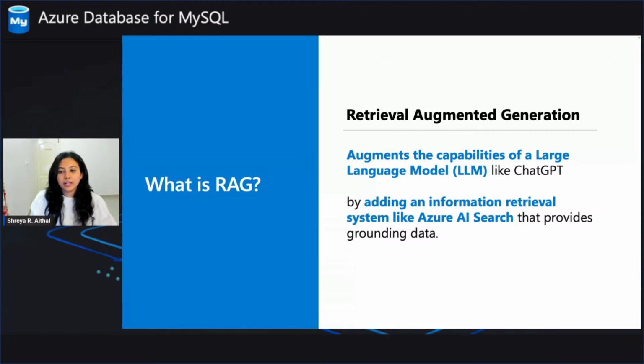Now, before I move on, I want to make it very clear: in this RAG model, you don't train on your data. Your data is used as an augmenting factor to provide the information and augment the capabilities of the LLM itself.